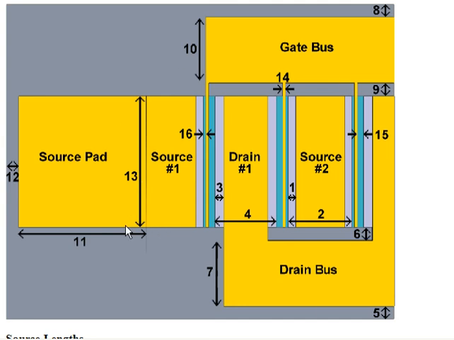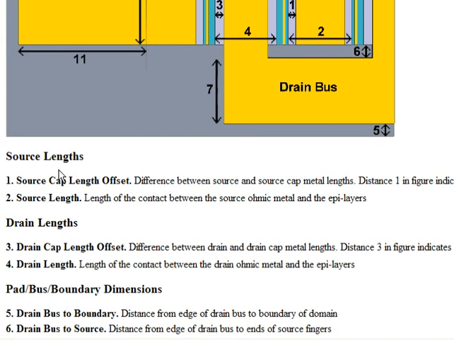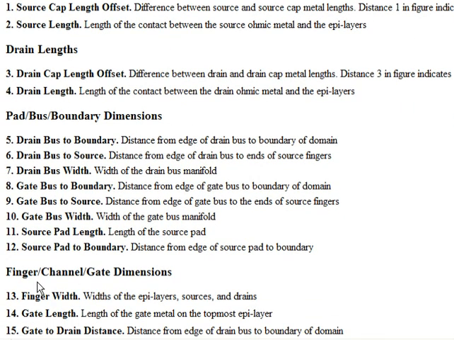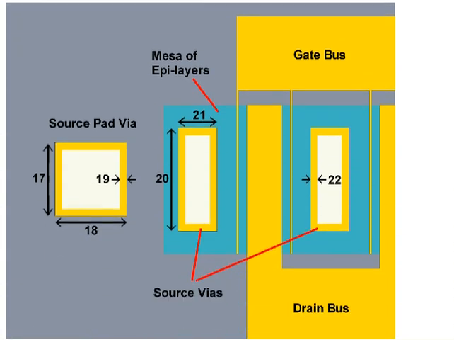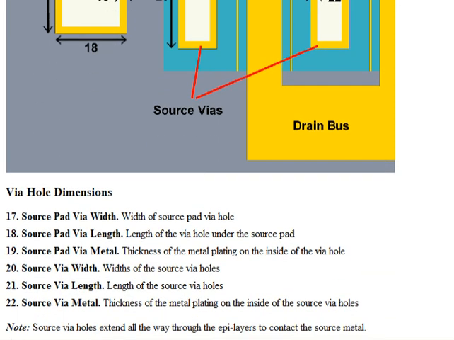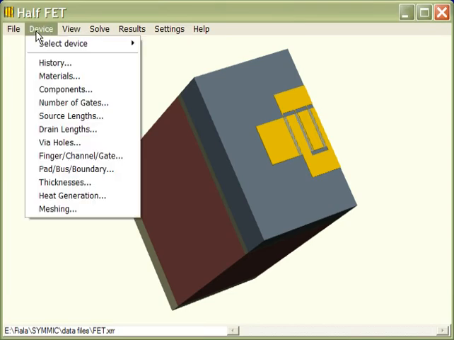Then this picture shows all the geometrical dimensions on the top of the device that we can modify. And since there's a lot of these, they are grouped into lists. So we have source lengths, drain lengths, pad bus boundary dimensions, finger channel gate dimensions, and this image shows a cutaway at the top of the substrate, and you can see the via holes from this top view and their dimensions. And again, those are described in another list.